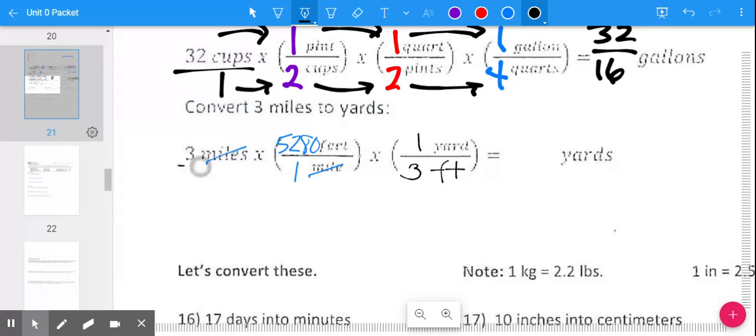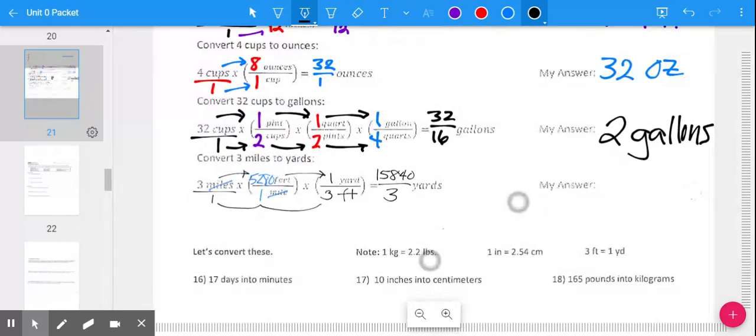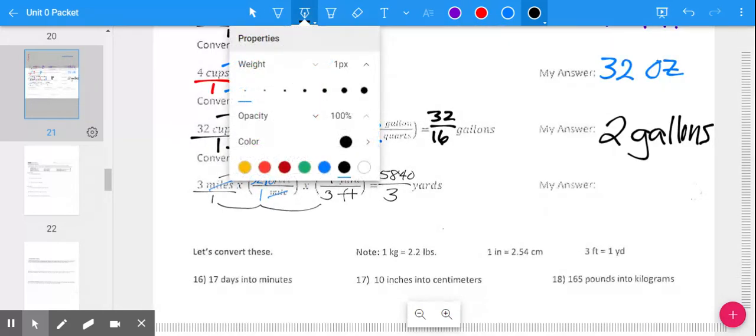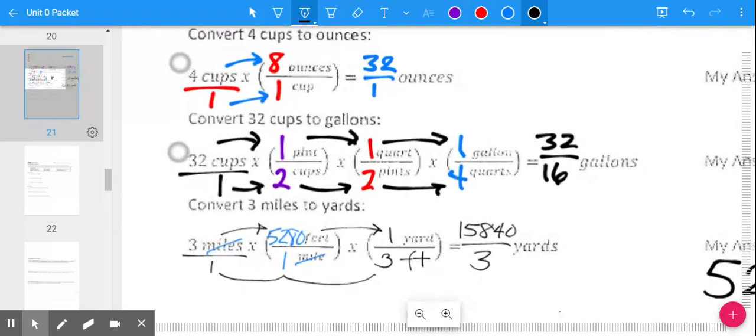When we multiply straight across the top, we have 3 times 5,280, which is 15,840 times 1 is 15,840. And then at the bottom, 1 times 1 times 3 is 3. So when you divide that out, 15,840 divided by 3, you get 5,280 yards. Something I want you guys to notice before we get into these bottom ones is the way these are set up.